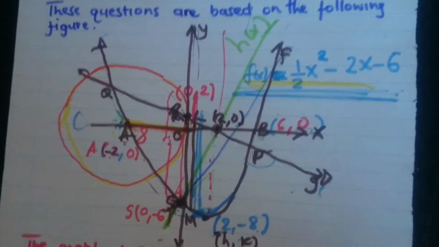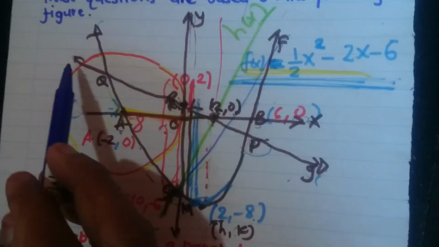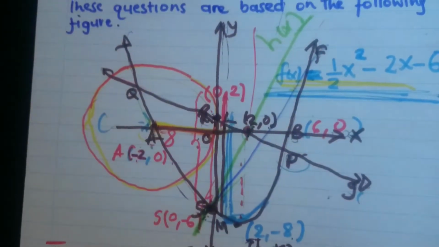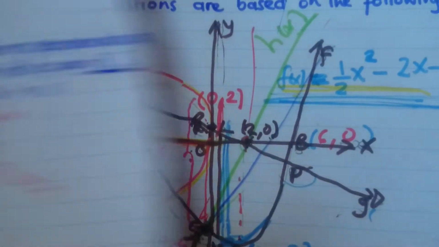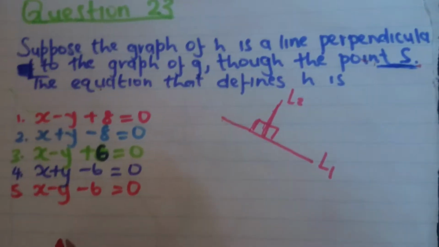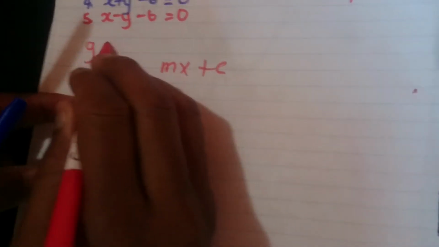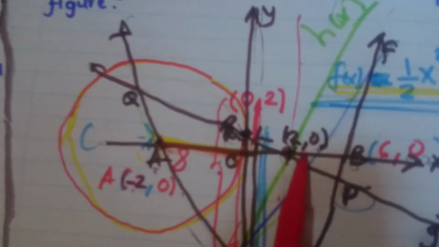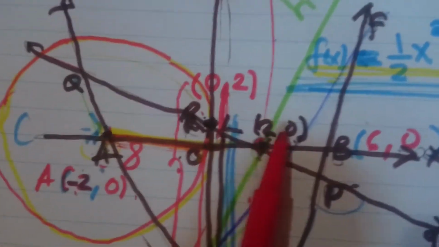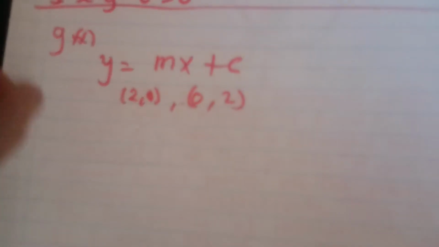So now what we're going to do, I have to get the equation of the line of G. So line of G, we say, Y equals MX plus C. This is the G of X, a straight line. And what do I have? I have two coordinates, a coordinate here and a coordinate here: 0 and 2, and 2 and 0. These coordinates are given for the line of G. So I have 2 and 0 and 0 and 2, and this is going to help me get the slope.